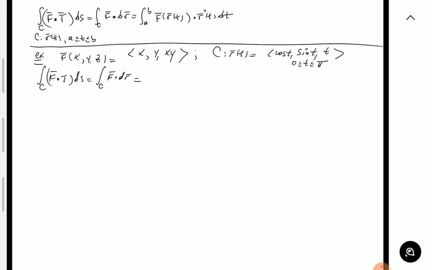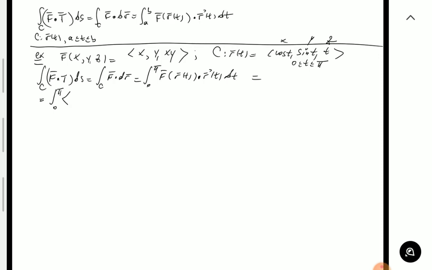So as the name implies, this is basically the integral over the parameter domain from 0 to pi of F of r of t dot r prime of t. Most people actually have trouble here. Those who have problems get confused with the setup and the substitution. Into the vector field, you replace x, y, and z with the components of the curve. It's just like the line integral over scalar fields, but here you have more substitutions, so look carefully at these components.